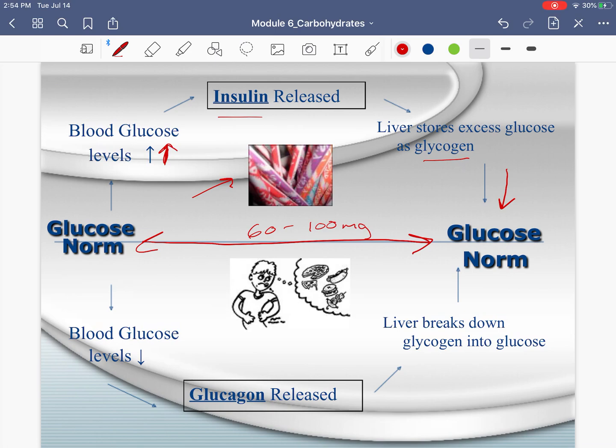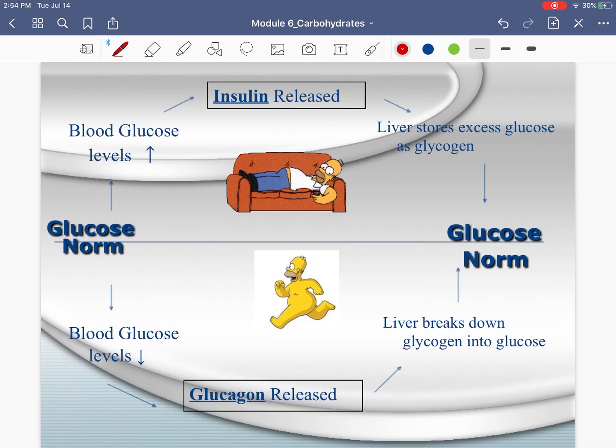On the other hand, if you haven't eaten for a while, like this dude, he's dreaming about food, your blood glucose is going to go down. When blood glucose goes down, we release glucagon, which goes to the liver and tells the liver to break down glycogen back into glucose, which is released into the bloodstream, thereby increasing blood sugar back up to normal. This is good stuff, folks.